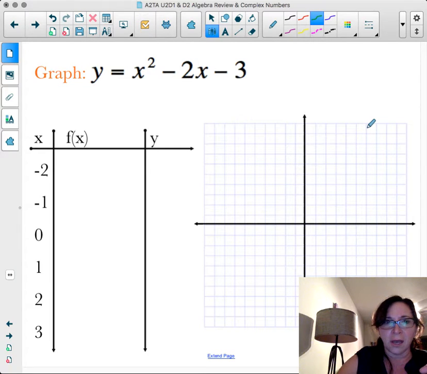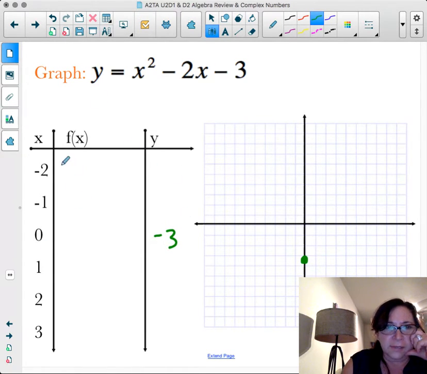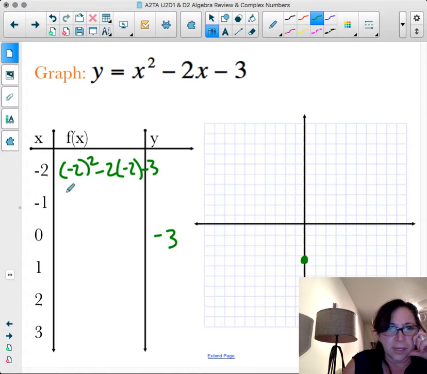Graphing, again, y-intercept is going to be negative 3, set x equal to 0. So at 0, we're at negative 3. You can plot more points. Plugging in negative 2, you get negative 2 squared minus 2 times negative 2 minus 3. So we have 4 plus 4 minus 3. So 8 minus 3 is 5.